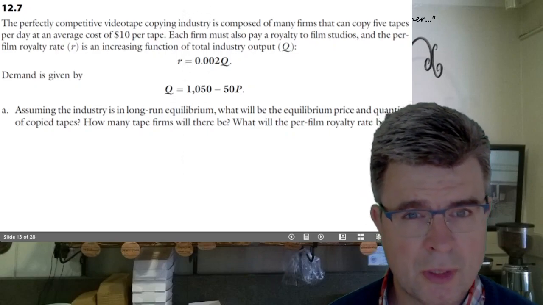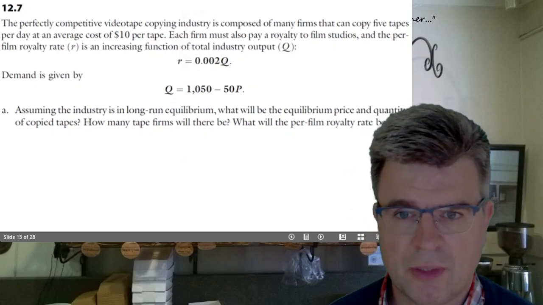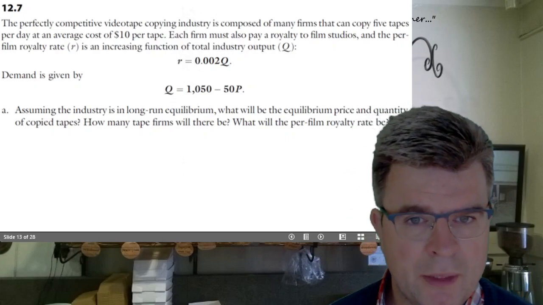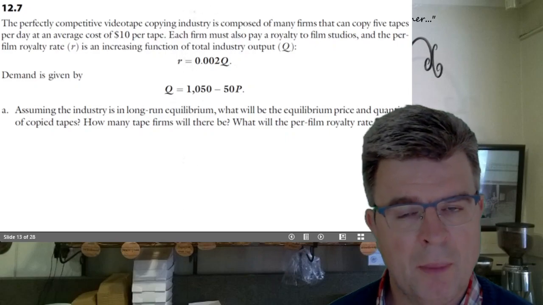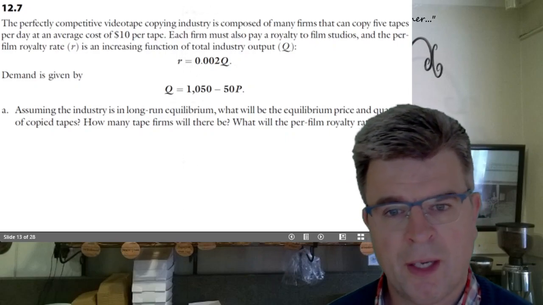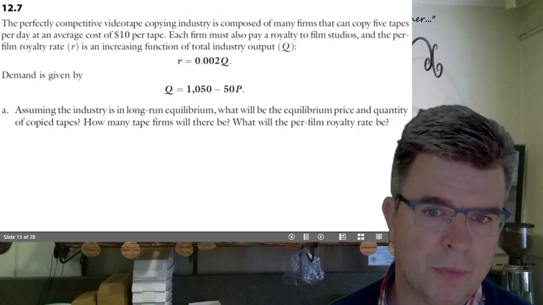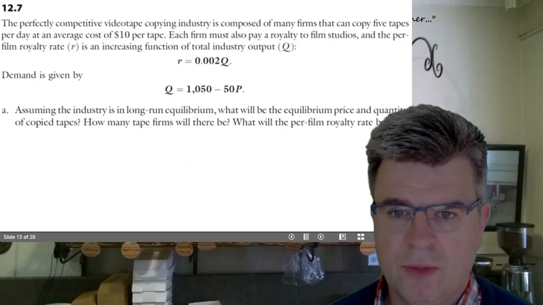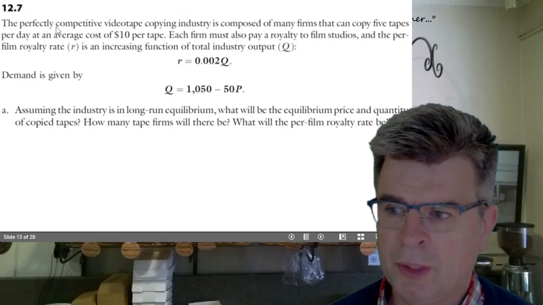The first question asks: given that the industry is in a long run equilibrium, what will be the equilibrium price and quantity, how many tape firms will there be, and what will be the per film royalty rate? So let's solve that one.